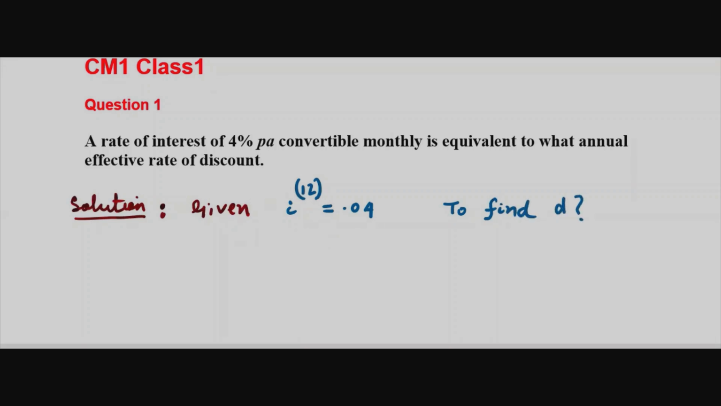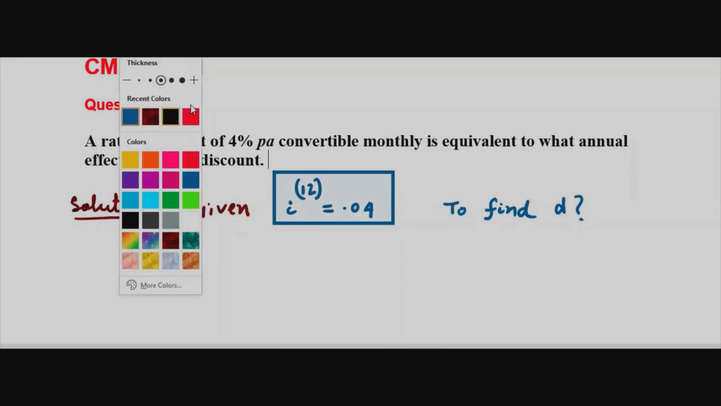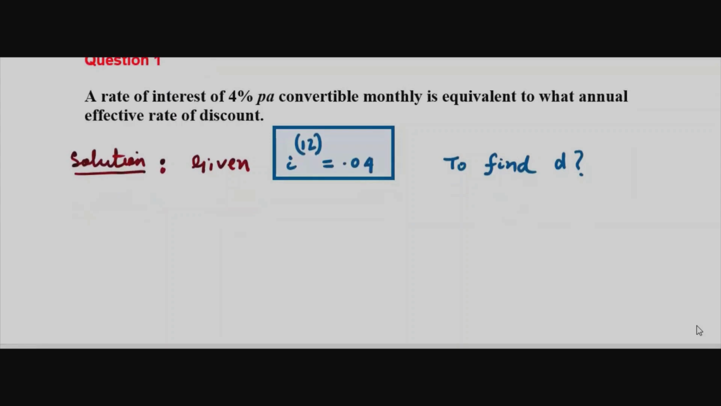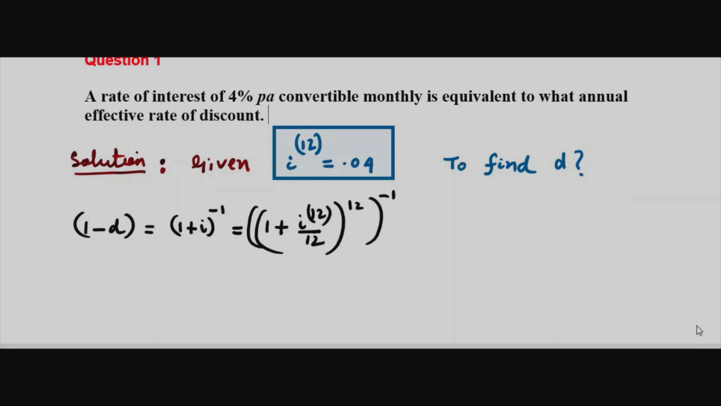If I12 is 4%, that is given, and you need to find D, how would you like to find it? Just find I, then equate it with 1 minus D is equal to 1 by 1 plus I. Let me write from the left hand side: 1 minus D is equal to 1 by 1 plus I, that is 1 plus I to the power minus 1, and that is equal to 1 plus I12 divided by 12, to the power minus 12. When you put the value of I12 here, directly you will get D.